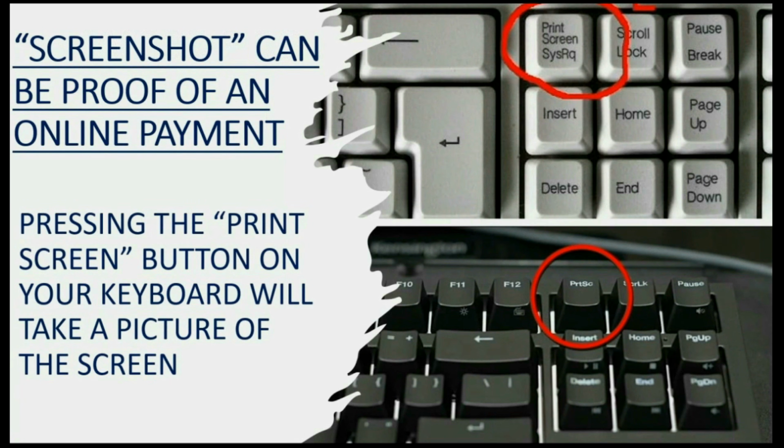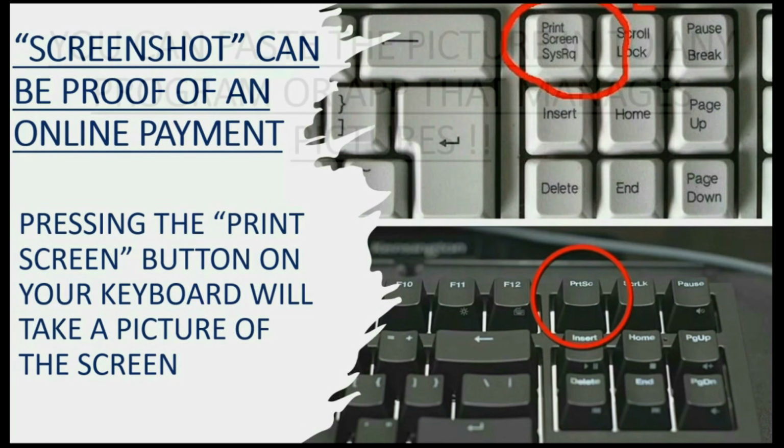And the way it works is when you see your confirmation number on the screen, you go to the top right of your keyboard and you press the print screen button. Now, that will take a picture of whatever happens to be on your screen at the moment you push the print screen button. Then you can paste it into any program that manages pictures.